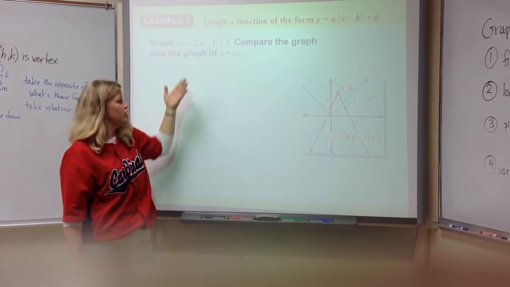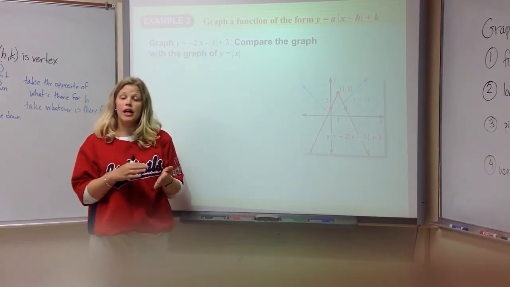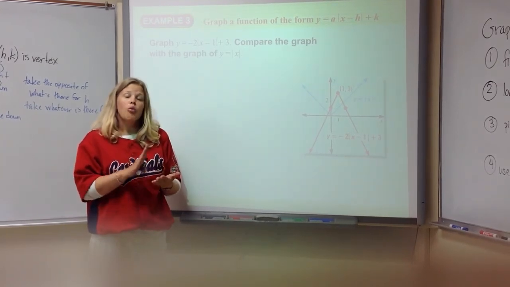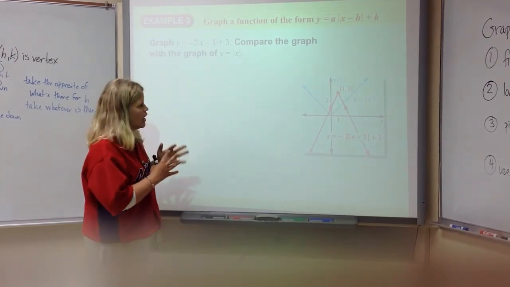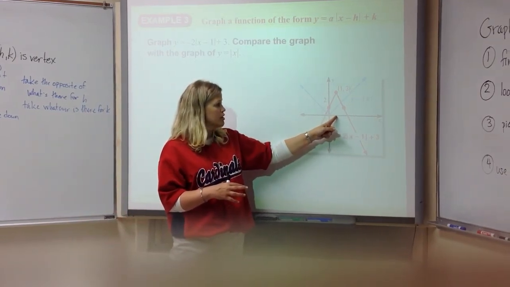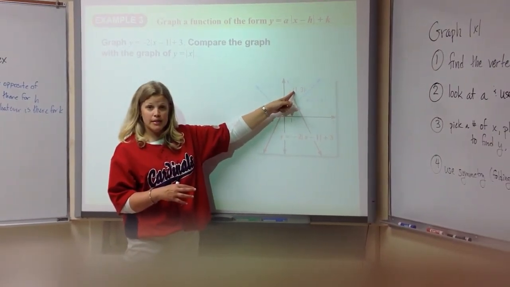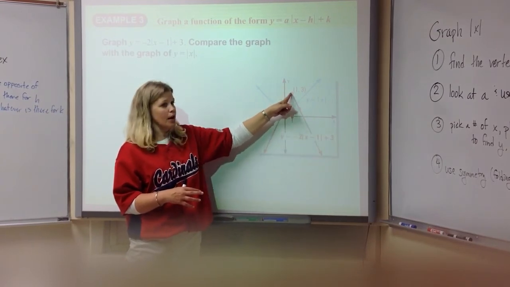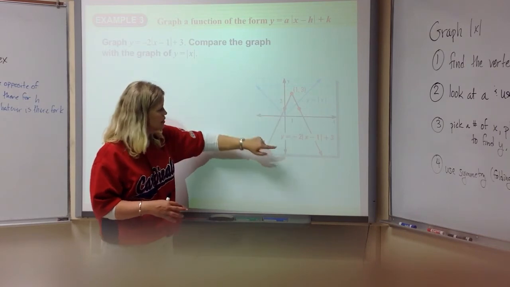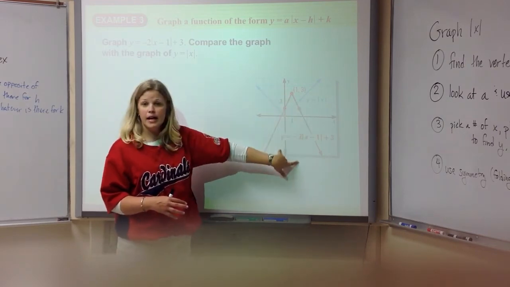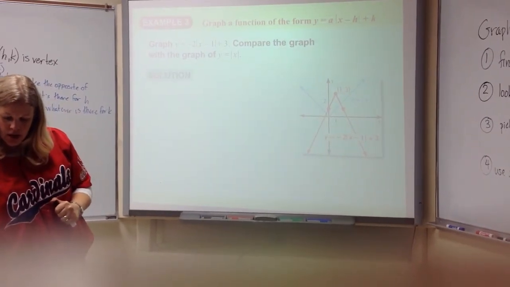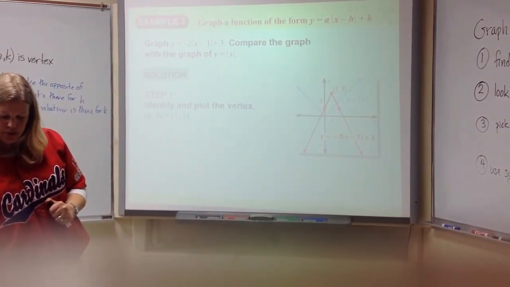Okay? So that's what I'm really going to ask you to do. I'm going to ask you, what's the new vertex? What is the A? What should happen to the graph? If we look at this one, we can say, well, the vertex went 1 to the right, because 1 is positive. It went 3 up, because 3 is positive, and then flipped it because of the negative, and it got skinnier. Okay? I think I probably have a little more to practice with you.